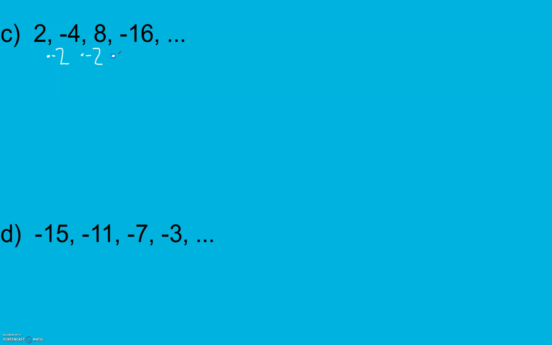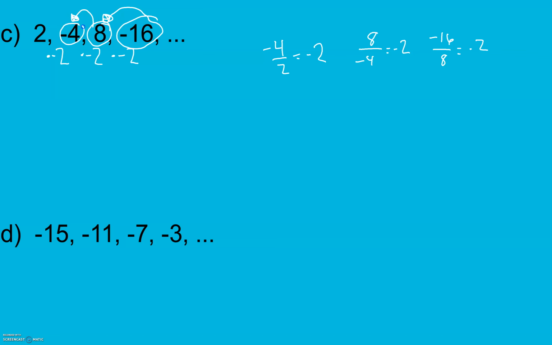8 to negative 16, I multiply by negative 2. And we can check that by taking negative 4 divided by 2, which gives me negative 2. I can take 8 divided by negative 4, and I get negative 2. I can take negative 16 divided by 8, and I get negative 2. So any number divided by the number before it always gives us that negative 2 that we're looking for.